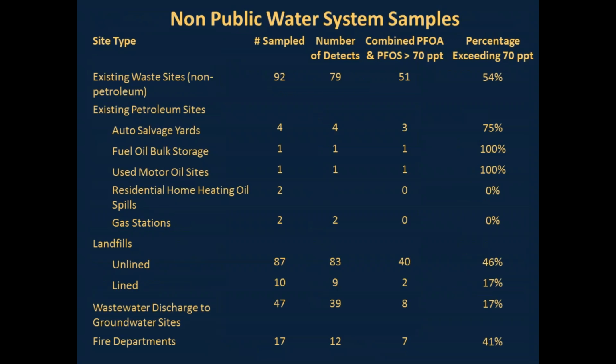Just to give you a sense of its occurrence by different types of sites, we have a summary table here that shows in the top row are existing waste sites. Again, they existed because of other regulated contaminants, but when they tested for PFAS, we see about 54% of them exceed our standard for PFOA and PFOS. And then going down, you'll see other land use activities such as auto salvage yards, landfills, and fire departments as being areas where we find elevated levels of PFAS and PFOA and PFOS in the groundwater.